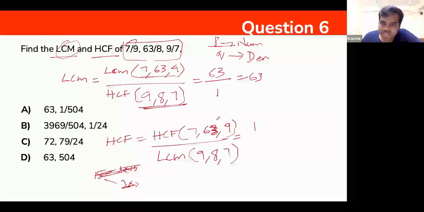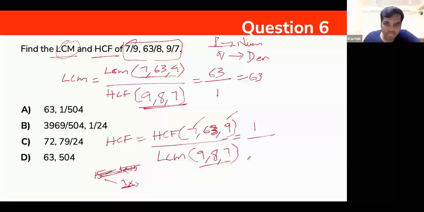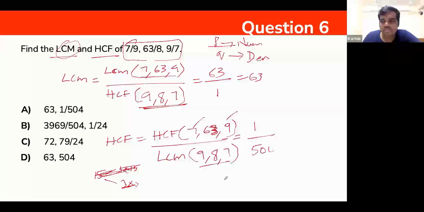Because 7 and 9 are there, leave 63 for a minute. 7 and 9 together will come in the 1 table only, so that will be the HCF. The LCM for 9, 8 and 7 is what? You have to multiply because these are co-primes, so it is 504. Are you able to follow, everyone? Is there still any confusion?